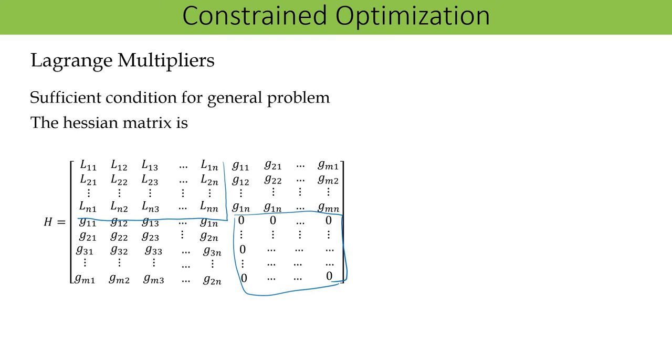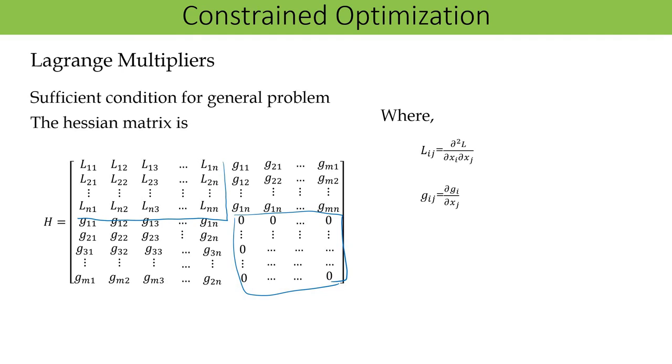So here I'm defining what is Lij. Lij is del square L by del xi del xj. So here this is 1 1, therefore this is del square L by del x1 square, and this is del square L by del x1 del x2, something like that. And what is Zij? Zij is del gi by del xj. Okay, so you can find out the Hessian matrix.